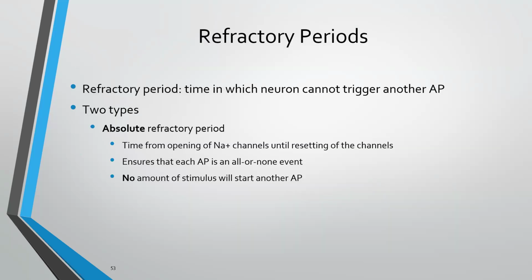So the refractory period is the time during which the neuron cannot be triggered by another action potential. You have two types. You have your absolute refractory period. That's the time from the opening of the sodium channels until the resetting of the channels, and it ensures that the action potential is an all or none event. In the absolute refractory period, no amount of stimulus will start another action potential.